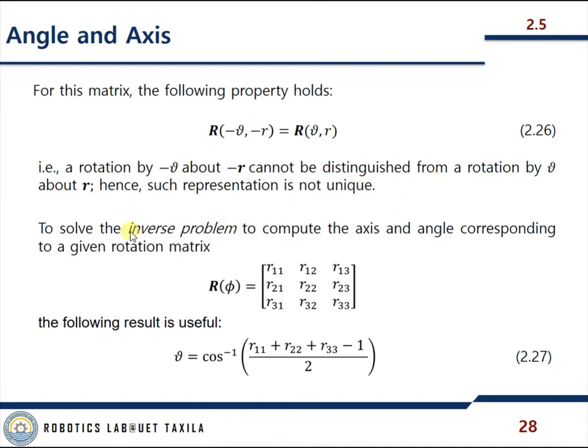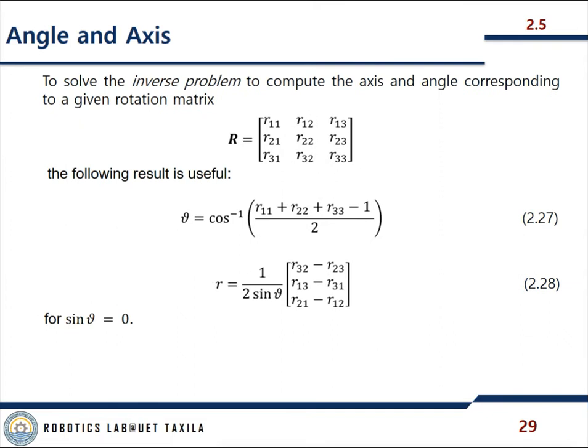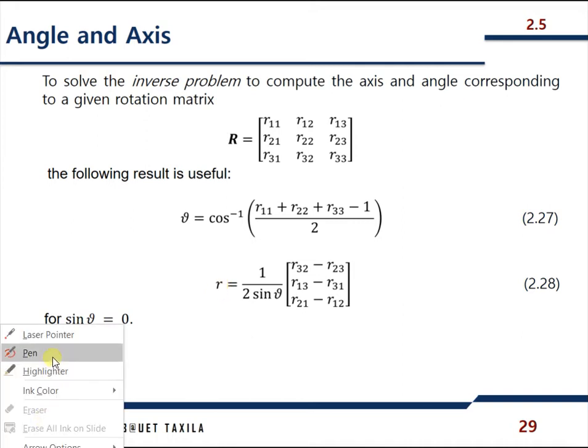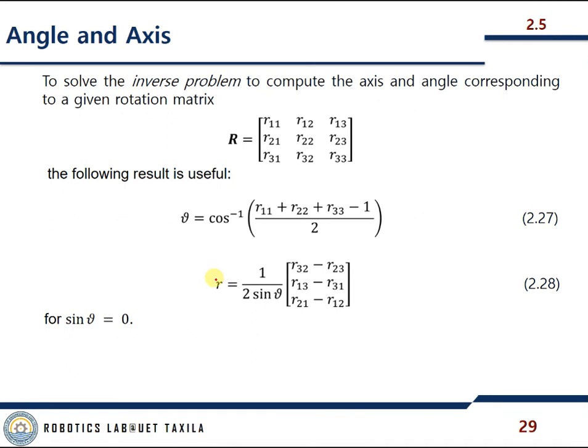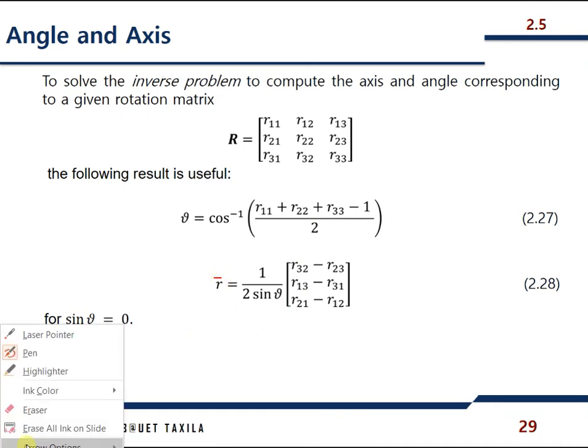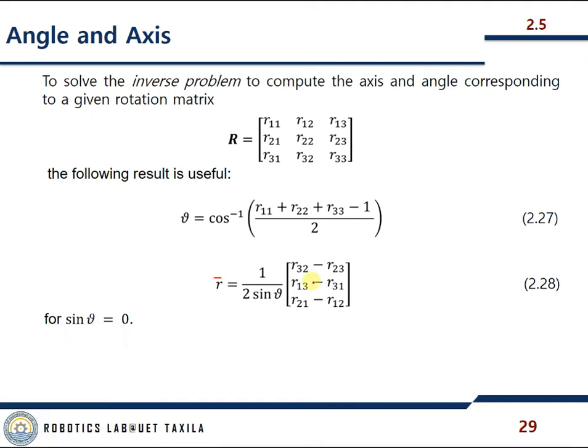Okay. To solve the inverse problem, to compute the axis and angle corresponding to a given rotation matrix, again, you represent this rotation matrix like this, and then you can calculate theta as this. Then you can also calculate R, which is actually a vector. This is a unit vector kind of thing. But the point is it's a vector. So you can calculate this R axis as well. And this is for sine theta not equal to 0. Otherwise this would go to infinity.